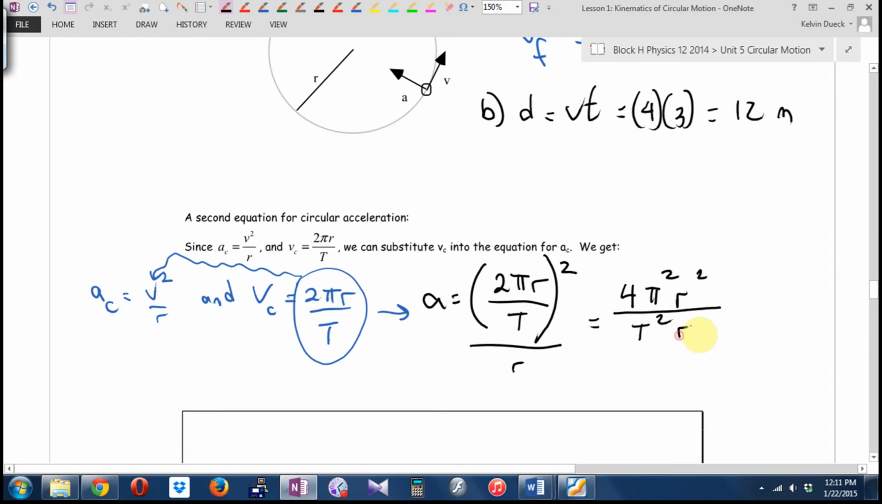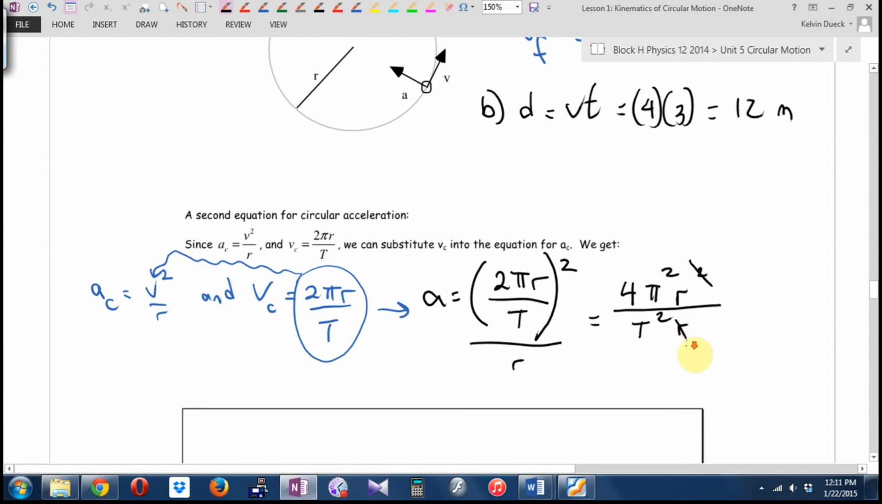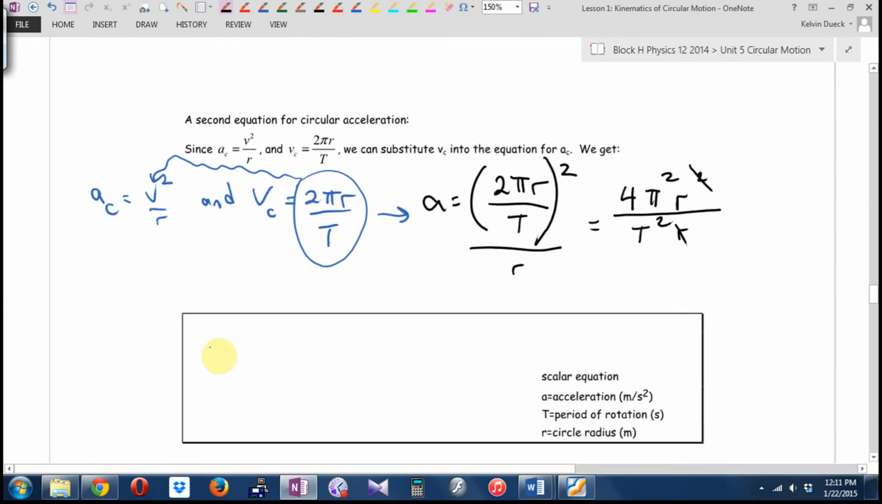And what else is on the bottom outside of the squared? That's the same as having an r down there. How many r's right now on top? There's a squared, r r. How many on the bottom? One of these will cancel, and this gives us our second equation for acceleration: 4 pi squared R over T squared.